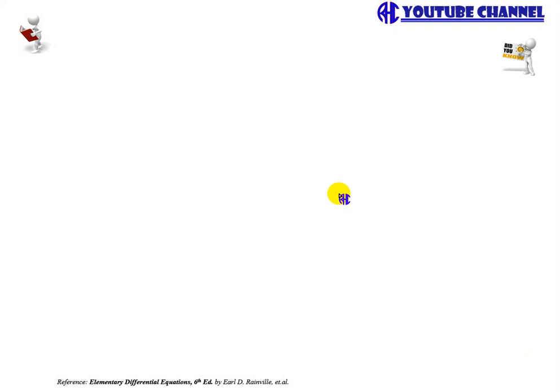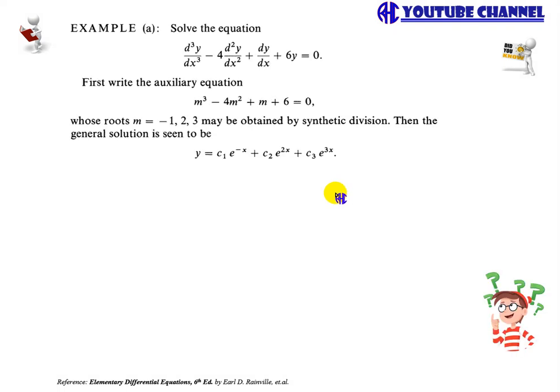Okay. So, let's have an example for this topic. Solve the equation: the third derivative of y with respect to x minus 4 times the second derivative of y with respect to x plus dy over dx plus 6y is equals to 0. So, kunin natin yung auxiliary equation, so let natin si m is equals to y prime.